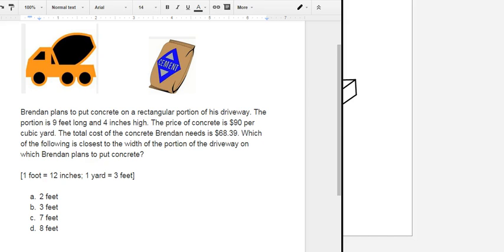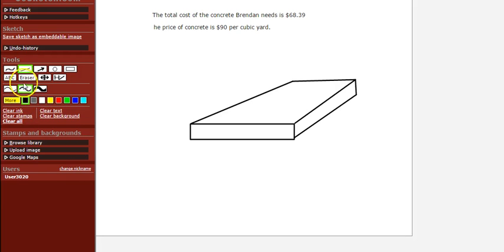So the first way to start these problems is to draw a picture, and it says in here that it's 9 feet long. So going all the way across is 9 feet. Now this is 4 inches high, and we're looking at how many feet this is. So before we do anything, we're going to try to figure out how many cubic yards he's going to use for this volume. And we also know that the volume is equal to the length times the width times the height. We're going to use that formula. So let's start with this value right here.